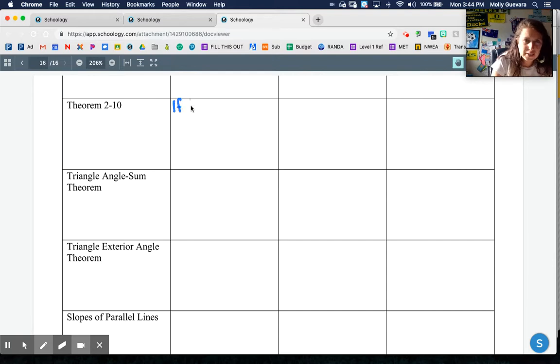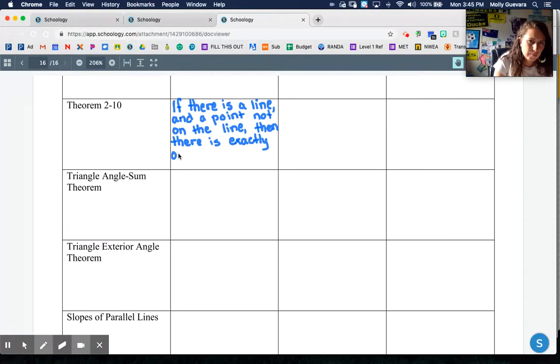If there is a line and a point not on the line, then there is exactly one line through the point that is parallel to the given line.